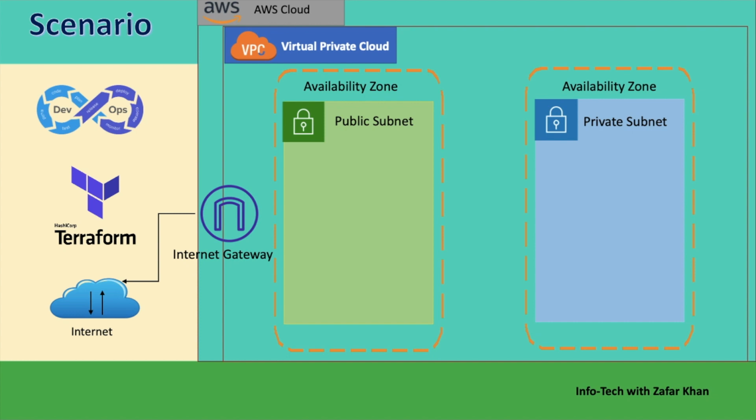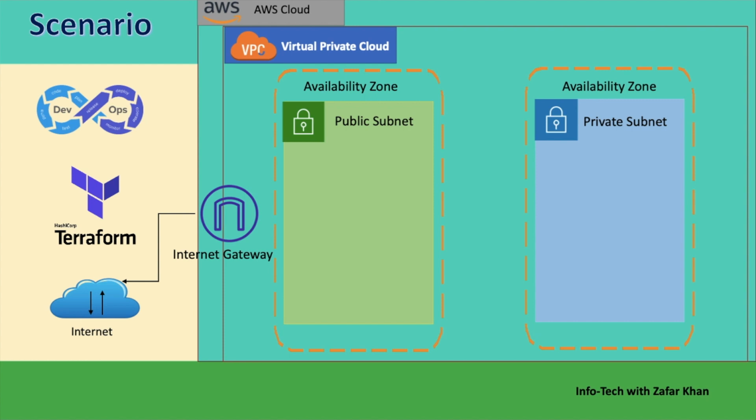We will also create a route table for the public subnet. So now what is a route table? A route table contains a set of rules called routes that determine where network traffic from your subnet or gateway is directed. And then this route table we will associate. Route table association is the association between the route table and the subnet and internet gateway or virtual private gateway.